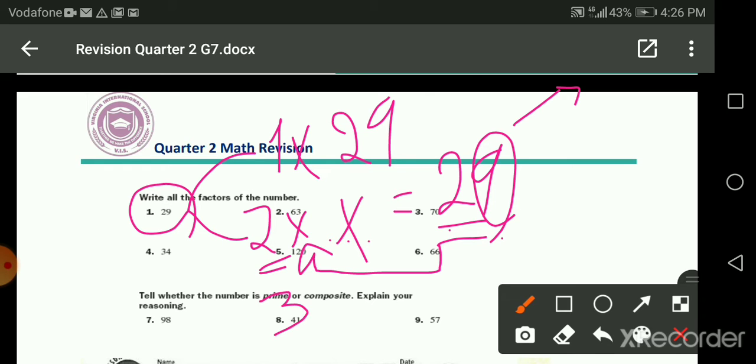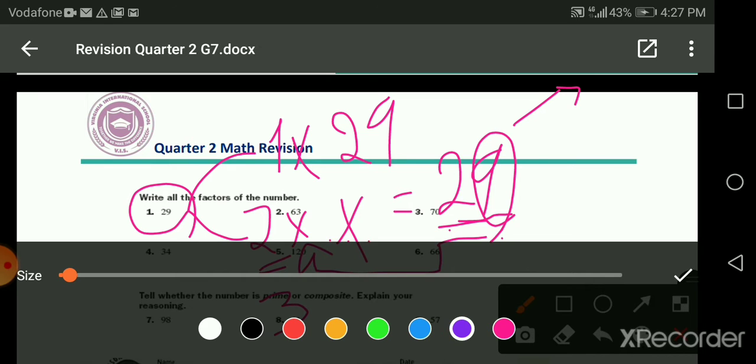What about 3? Can I say 29 is divisible by 3? No, it can't be. Why? Because if we add the two digits here, 2 plus 9 gives you what? 11. So 11 is not divisible by 3. Okay, so this is not divisible by 3.